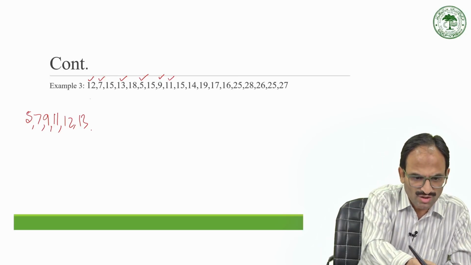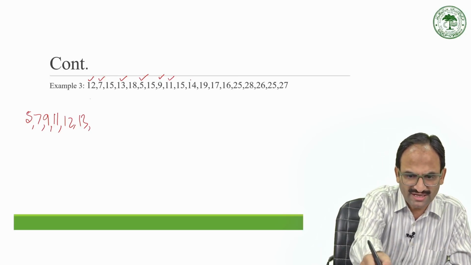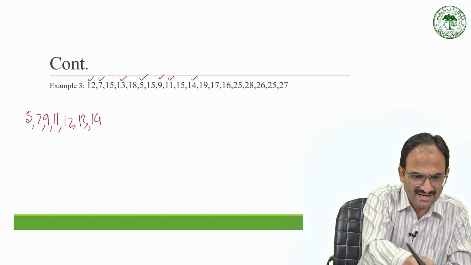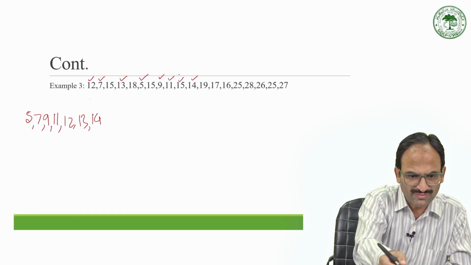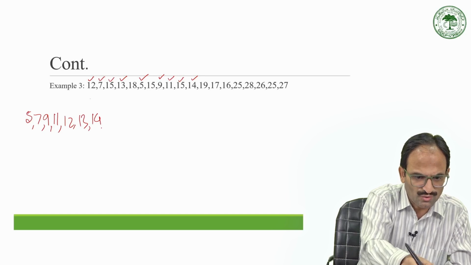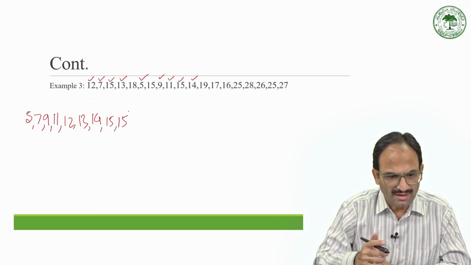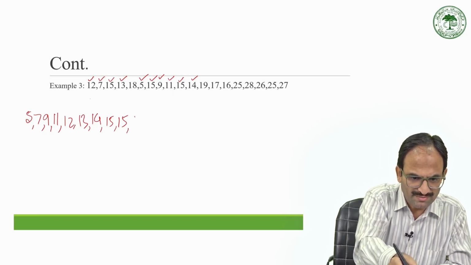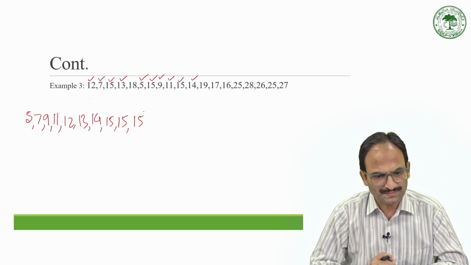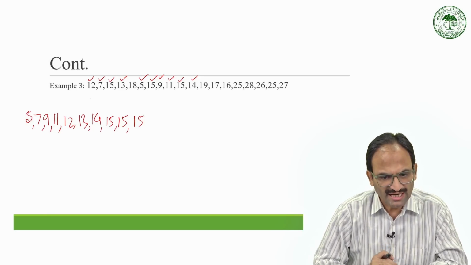Then you will come to the next number. So after 13 it is 14. Again 14 only once. Then you have 15, and 15 is there 2 times. So 15, 15. I think 3 times. So one more time, 15. So we have reached till 15.